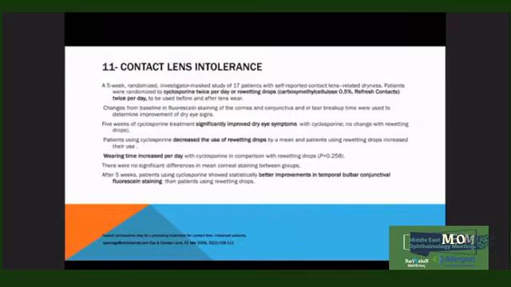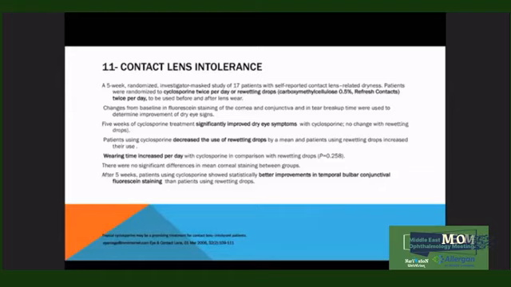Next indication are the patients with contact lens intolerance. A study published in Eye and Contact Lens in 2006 mentioned a 5-week randomized study of 17 patients who self-reported contact lens related dryness symptoms, and they were randomized to cyclosporine twice per day and rewetting drops twice per day to be used before and after lens wear. Changes from the baseline in fluorescein staining of the cornea and conjunctiva were used to determine dry eye signs. And after 5 weeks of cyclosporine treatment, they concluded that there was significant improvement in the dry eye symptoms.